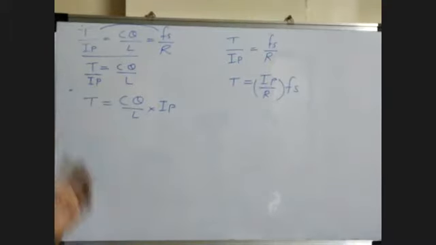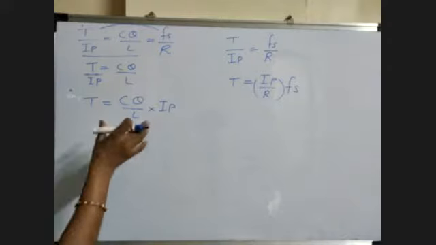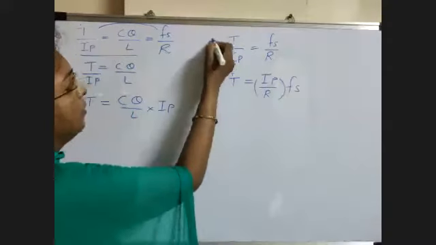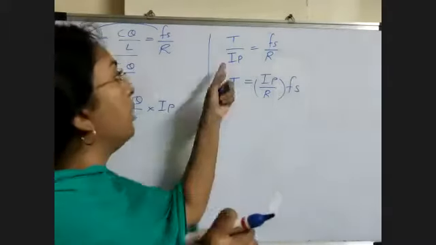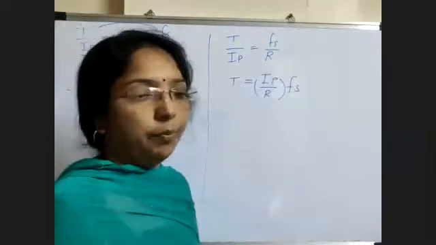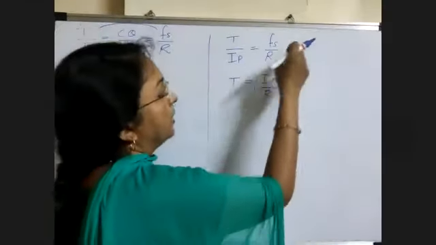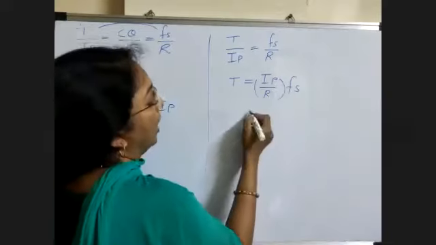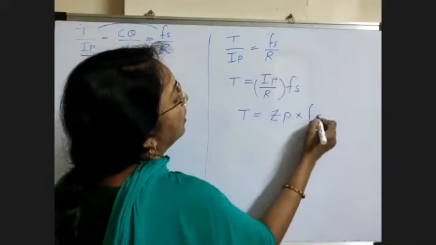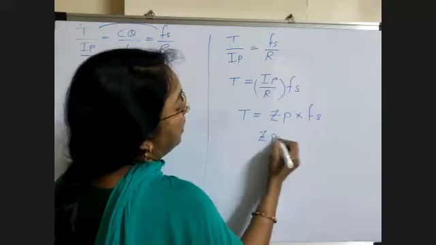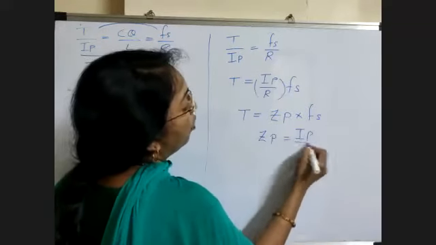Now if we consider the first and third parts, T upon Ip is equal to Fs upon R. Taking Ip to the right hand side, this term Ip upon R is called Zp, into Fs. Now what is this Zp? Zp is nothing but the polar modulus of section. This is called the polar modulus of section.